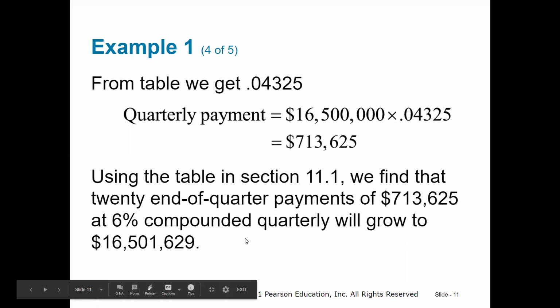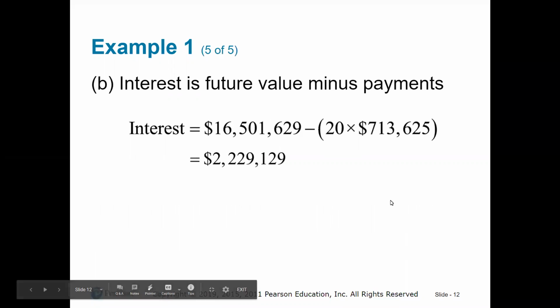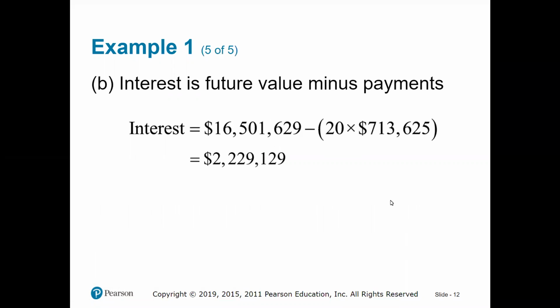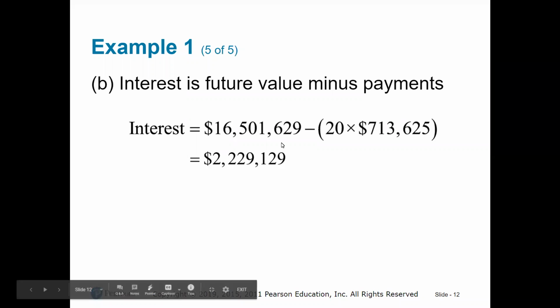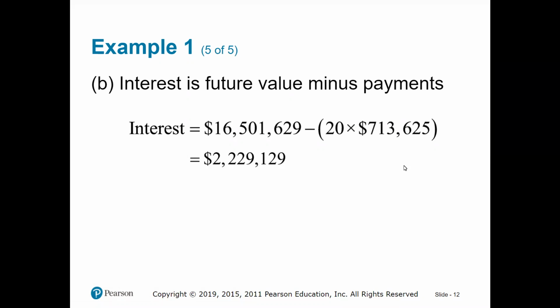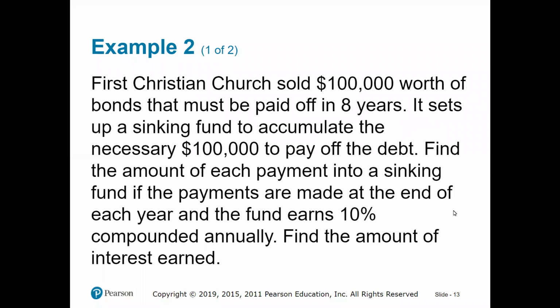And then if they do that, they will get a total of 16,501,629 at the end of the 20 end-of-quarter payments with 6% compounded quarterly. Interest is the future value minus the payments. So the future value minus the number of payments. So their interest alone is amazing: 2,229,129.